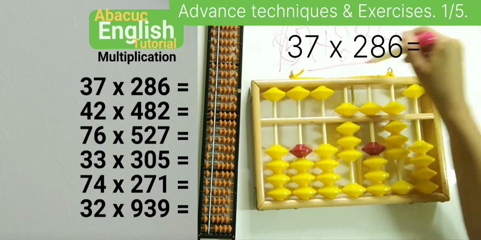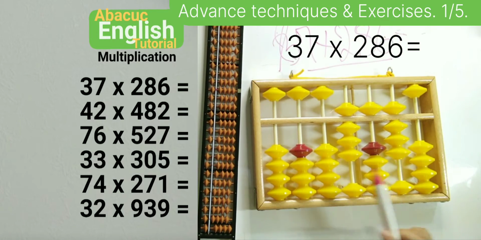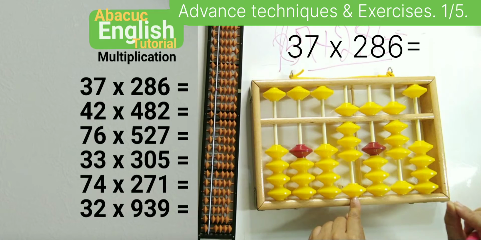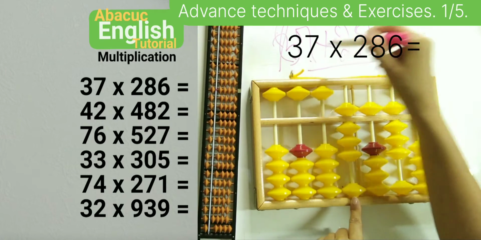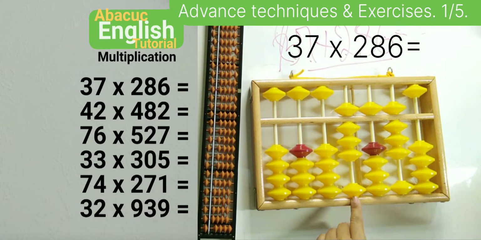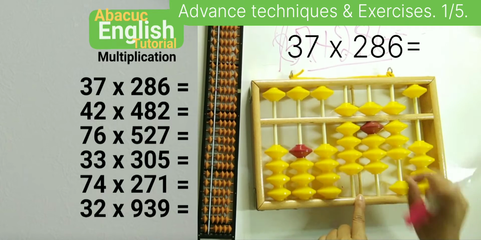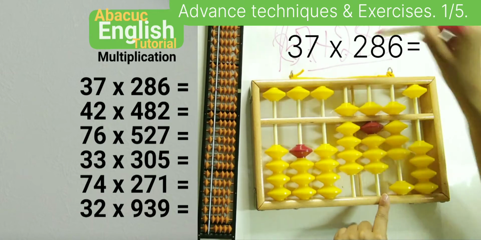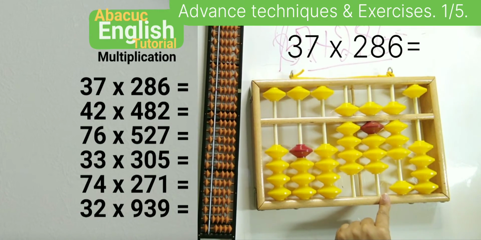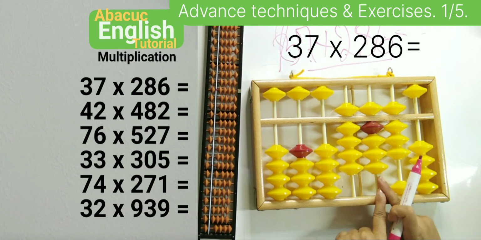And next come to 7. So for 7 we have 4 digits, so 1 2 3 4, start from this thousands rod. Okay, 7 2s are 14, so 1 and 4. Change your pointed rod. 7 8s are 56, so 5 in this rod.